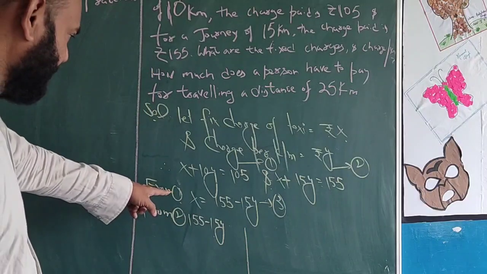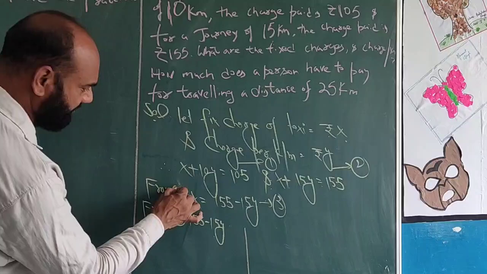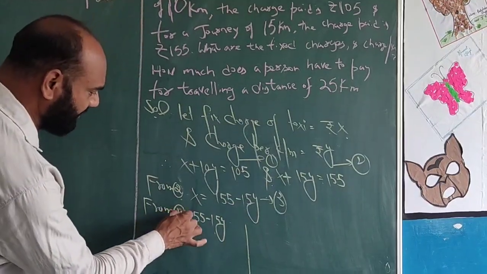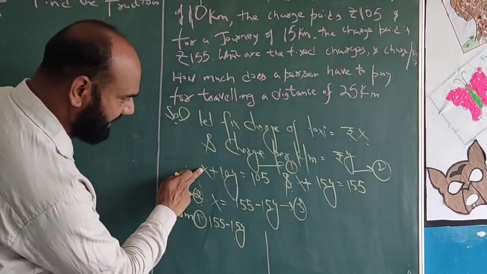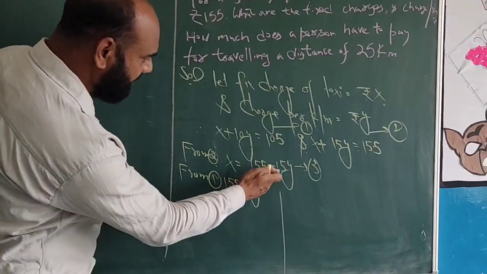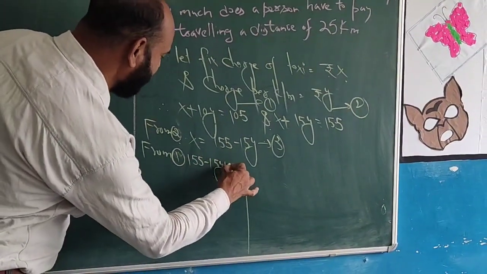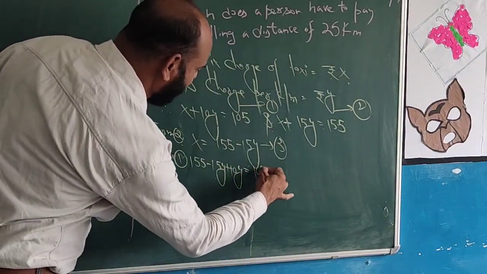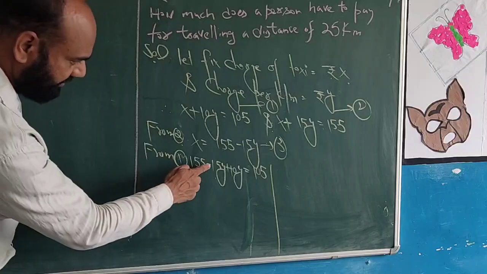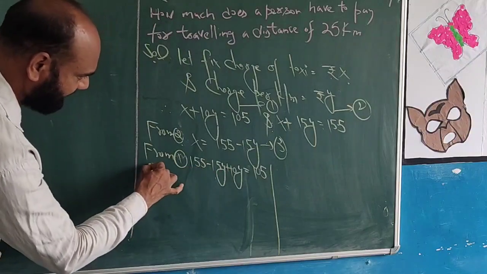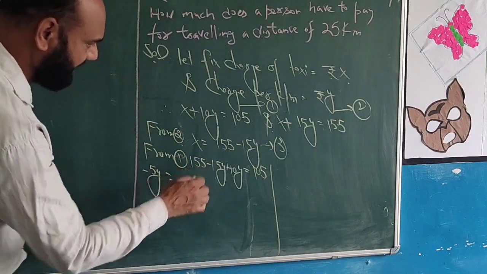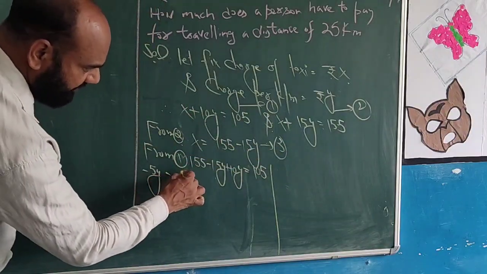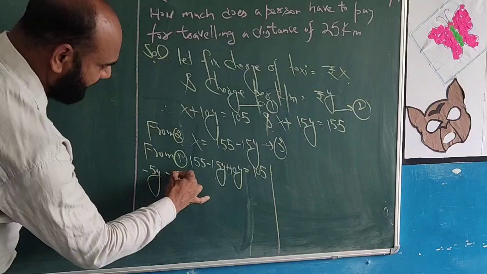We find x from the second equation, so we put it in equation number 1. Therefore, x means 155 minus 15y plus 10y is equal to 105. Now we solve it. Minus 15y plus 10y is minus 5y, and 105 minus 155, we get minus 50.